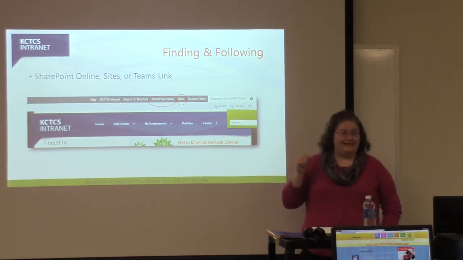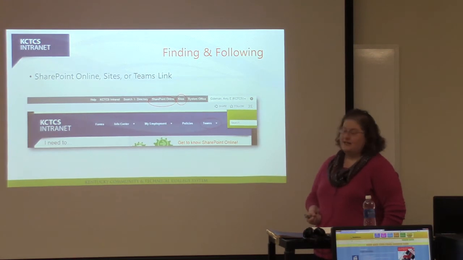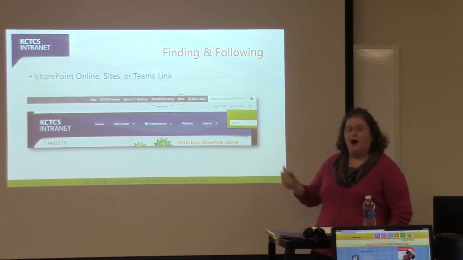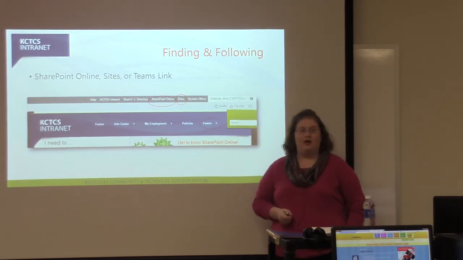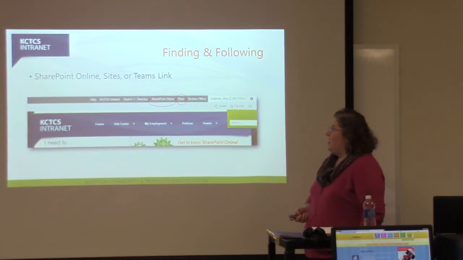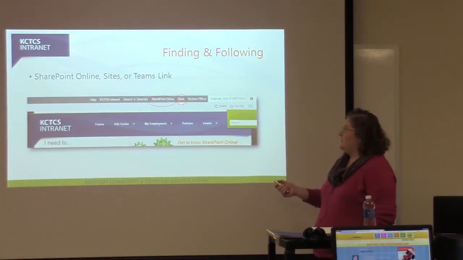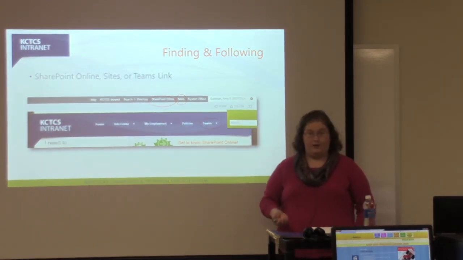So, getting to SharePoint Online. From the main KCTCS intranet, you're going to go to that gray bar at the top, which is called the Suite bar, and there's a link there that says SharePoint Online. That's going to take you to the main landing area where you're going to see all the team sites that you have access to. But you're also going to see a link in that gray bar for Sites, and that's going to take you to the sites you're following.